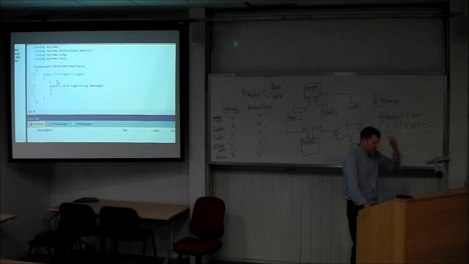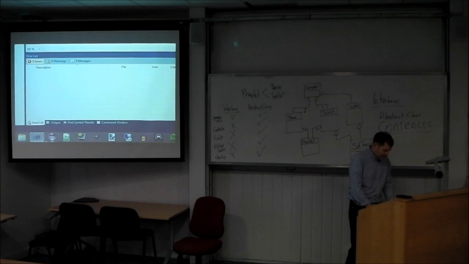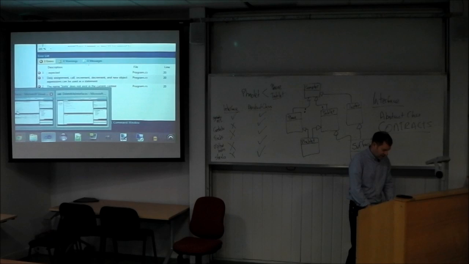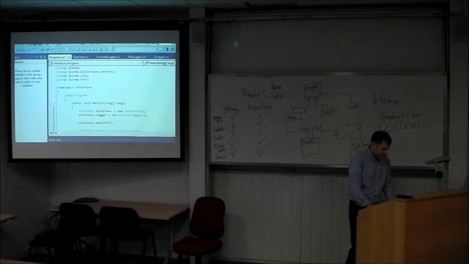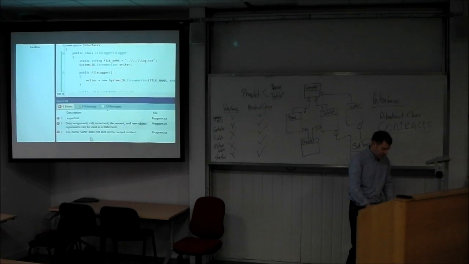Now, this is an actual class. I'll make this public as well. This is an actual class, not an interface. So I can put a constructor in here and I can have fields and properties and everything, right? So the field that I want, I'm just going to double check my solution here. For the file logger, yeah, file name and a stream writer is what we want.